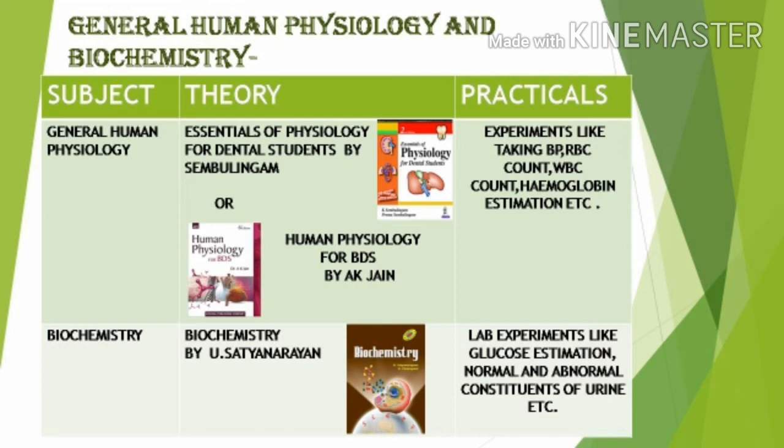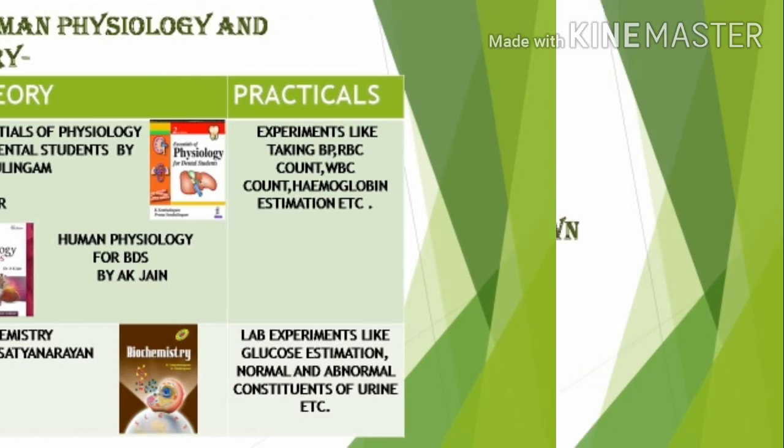For biochemistry, the standard book to be referred is Biochemistry by U. Satyanarayan. This book is very concise and has everything written in very simple language and is well detailed. For practicals, experiments like glucose estimation and estimation of constituents of urine, etc. would be learned.